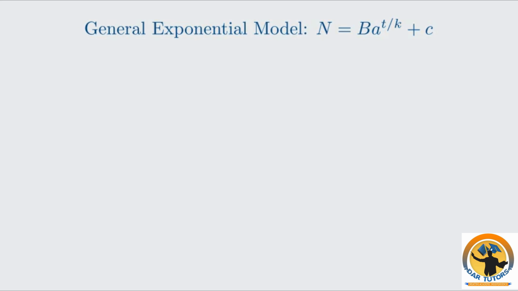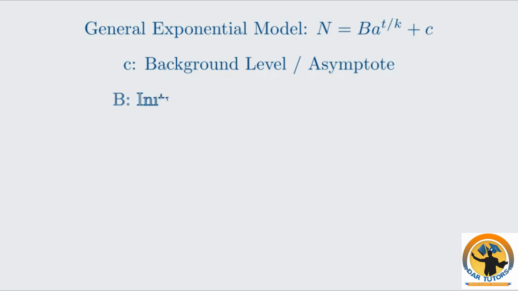Let's break down what each of these constants represents. The constant, c, represents the background level or the horizontal asymptote. It's the value that n approaches as t gets very large. For example, the temperature of a cooling object will approach the room temperature. The constant, b, represents the initial difference from the background level. So the actual initial value of n, when t equals 0, is b plus c.